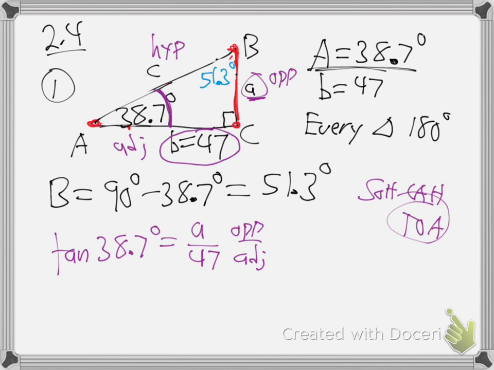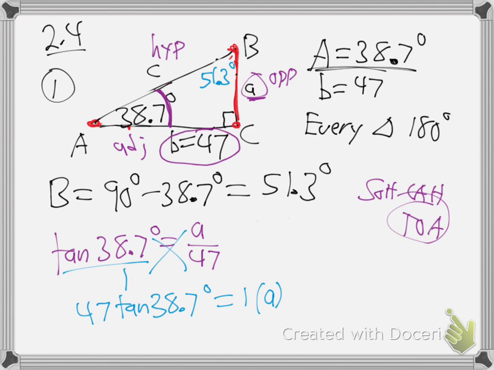How do you solve when you have a fraction and something that's not a fraction? Put it over 1, cross multiply. I don't know if we've done that in here or not. I can't remember. But just put this over 1 and go diagonal. Diagonal is about the easiest thing to do. So then that'll be 47 tangent 38.7 degrees is 1 times little a. You tracking with that? And so that's it. 1 times little a, that's a.